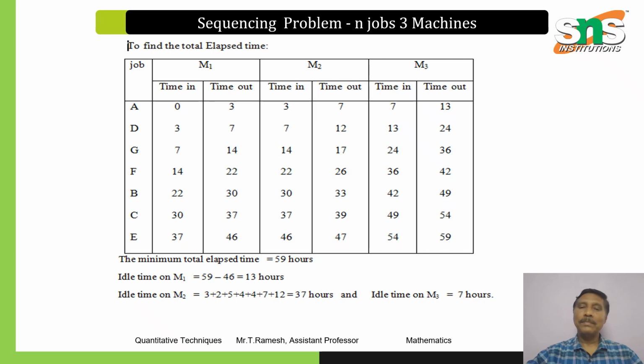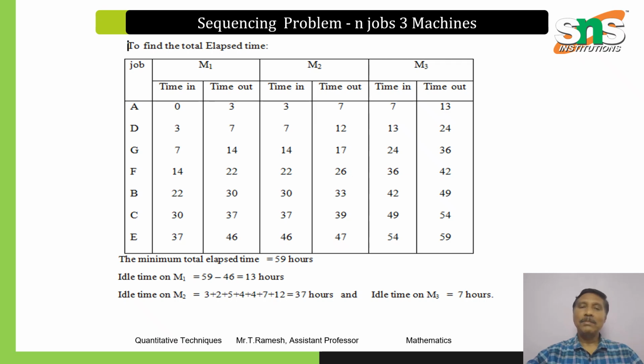So what is the total elapsed time? The time from 0 up to the end is called the total elapsed time. So the total elapsed time is 59 hours. What is the idle time of machine 1? Machine 1 starts at 0 hours and is continuously running. Then after 46 hours, it does not work. But the total elapsed time is 59, and the machine only runs up to 46 hours. Therefore, 59 minus 46 is 13 hours. The idle time of machine 1 is 13 hours.